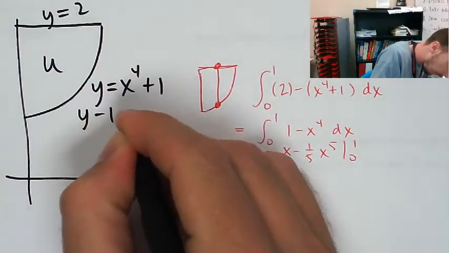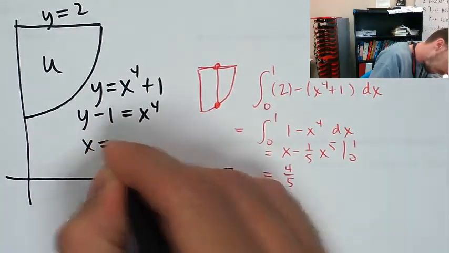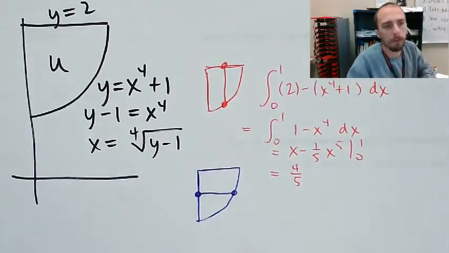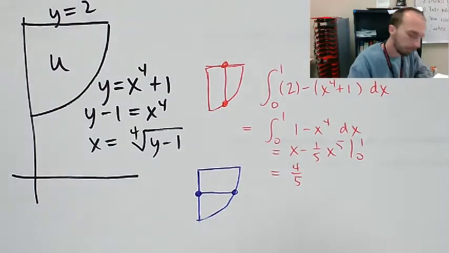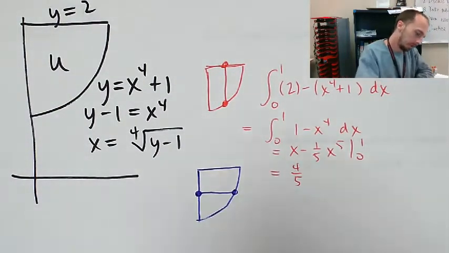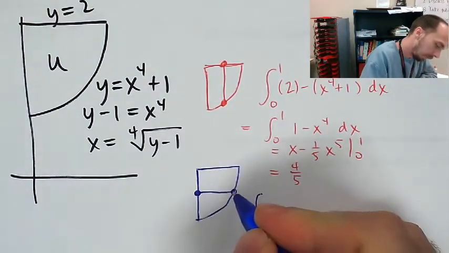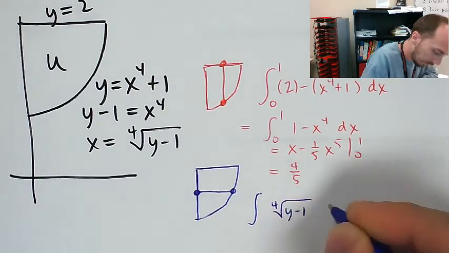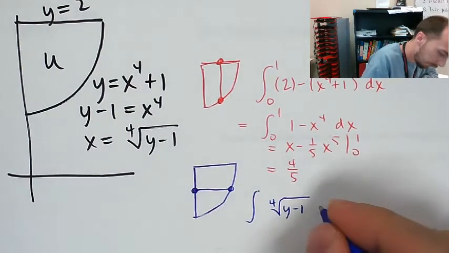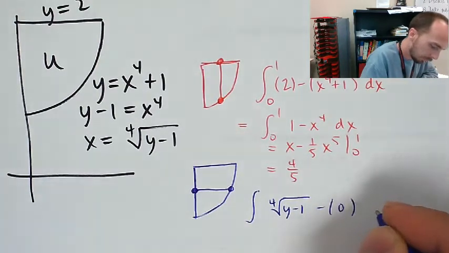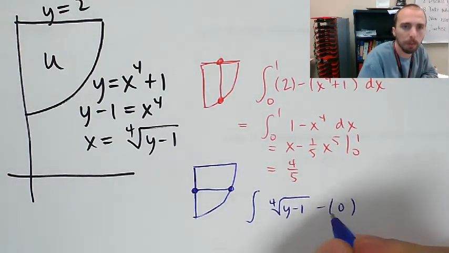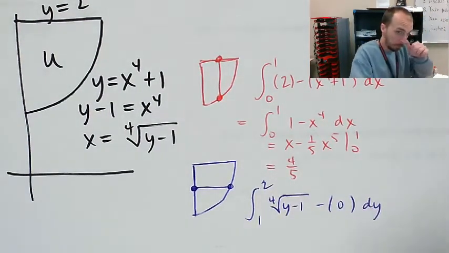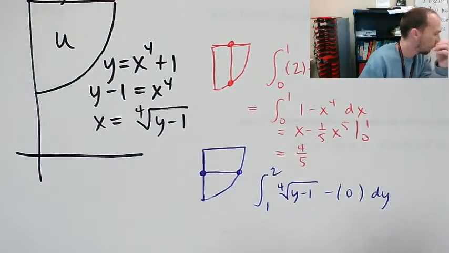So y minus 1 equals x to the 4. x equals really positive or negative 4th root of y minus 1. I know it's the positive 4th root because I'm over here where x is positive. Okay. So now I'm going to be integrating right minus left. On the right, I have the curve, 4th root of y minus 1. On the left, I've got x equals 0. Yeah, x equals 4th root of y minus 1 minus x equals 0. And that's as y runs from 1 to 2. Okay. You can see it goes from 1 to 2 in the image.